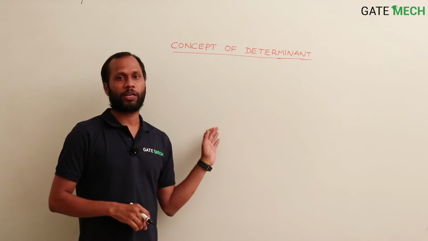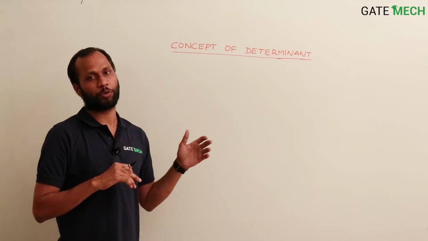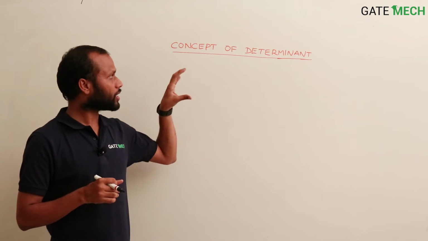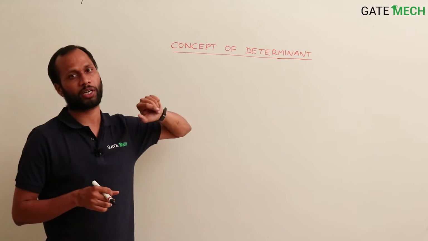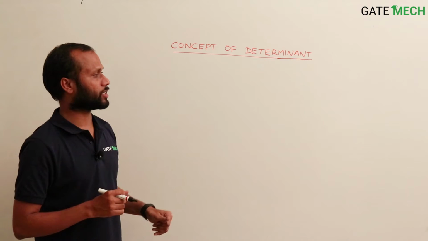We have seen already how to find the determinant of a 2 by 2 matrix. Now, actually, what is the concept behind a determinant, the definition of a determinant? Let us see.